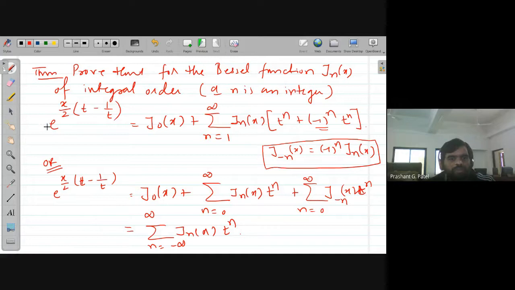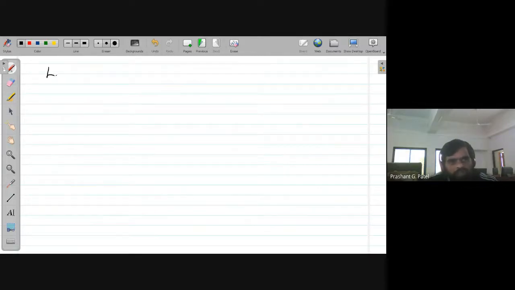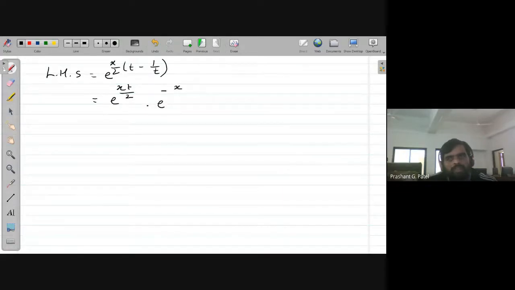Now we can state the result in either of these fashions; both are valid and express the same thing. Our objective is to prove this theorem, that is, the integral order result. To prove this, we'll use the series expansion of the exponential series. I start with the left-hand side, e to the power x by 2 into (t minus 1 upon t). That can be written as e^(xt/2) into e^(-x/(2t)), which I can also write as e^(xt/2) into e^(-x t^(-1)/2).